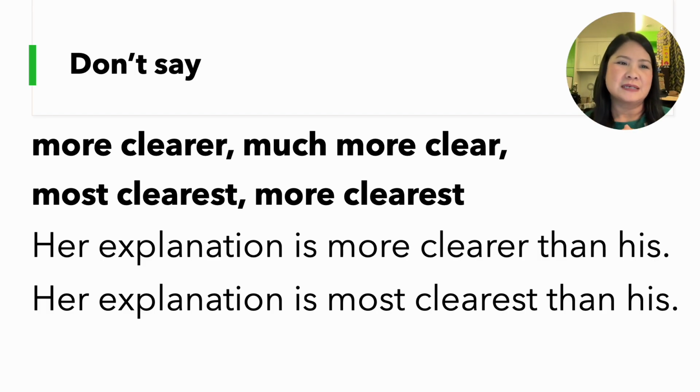No, it's incorrect. So, her explanation is more clearer than his. We don't say more clearer, we say clearer. Her explanation is most clearest than his. So there are two being compared here. Certainly it should not be the superlative. So rather we're going to use the comparative. Her explanation is clearer than his. If you wanted to have the superlative, we have to compare three or more. So we could say her explanation is the clearest of all.